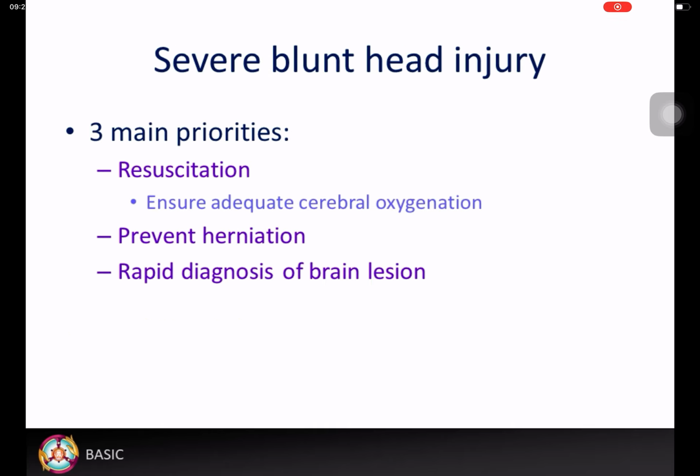The three main priorities in the immediate management of patients with severe blunt head injury are therefore resuscitation, prevention of herniation, and rapid diagnosis of the brain lesion. As a result, initial attention should be to the ABCs. Apnea, cyanosis, hypoxia, and hypotension are all associated with poor outcome.